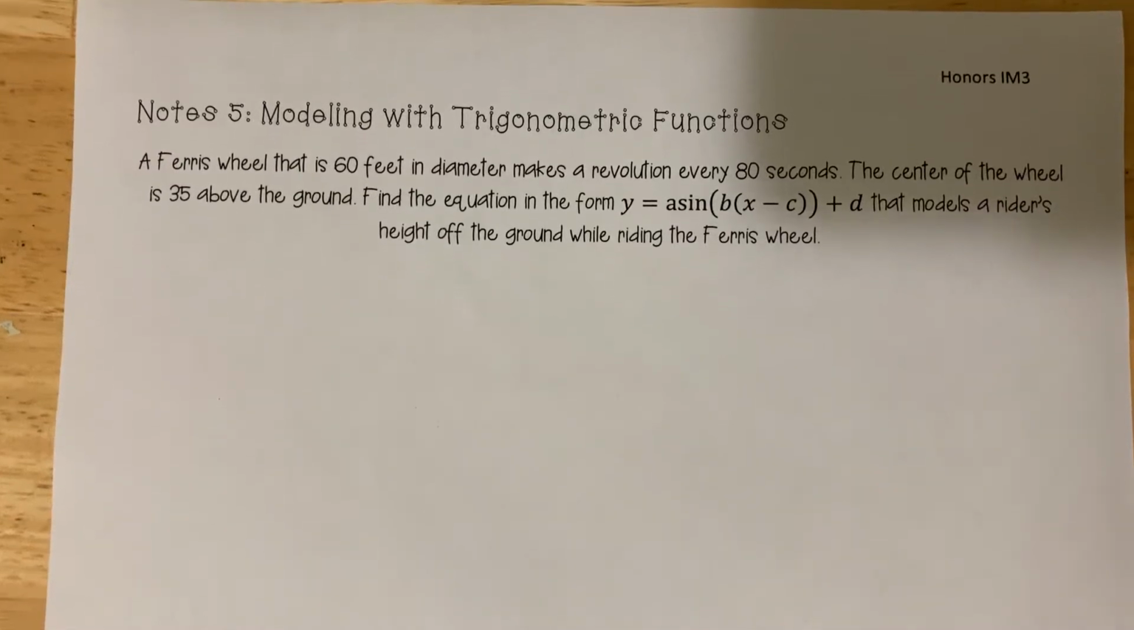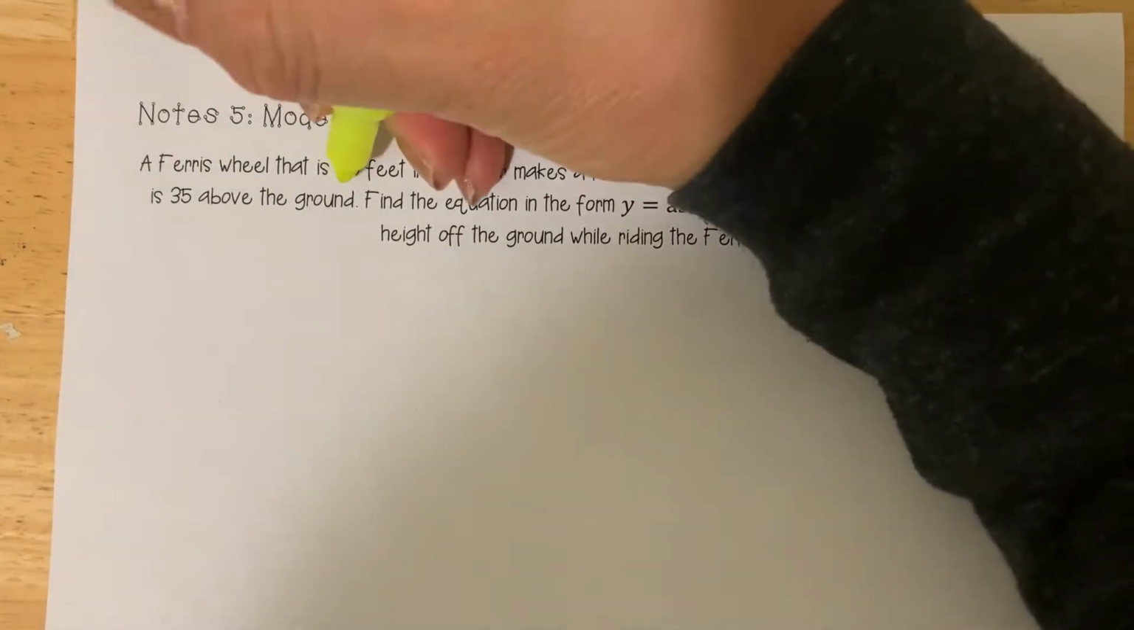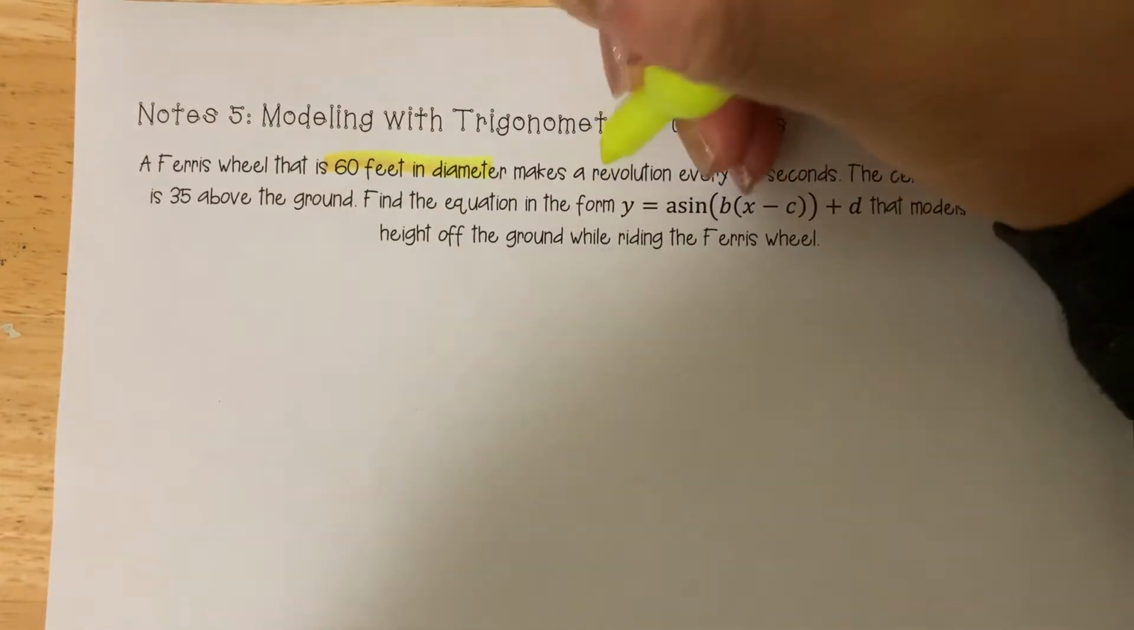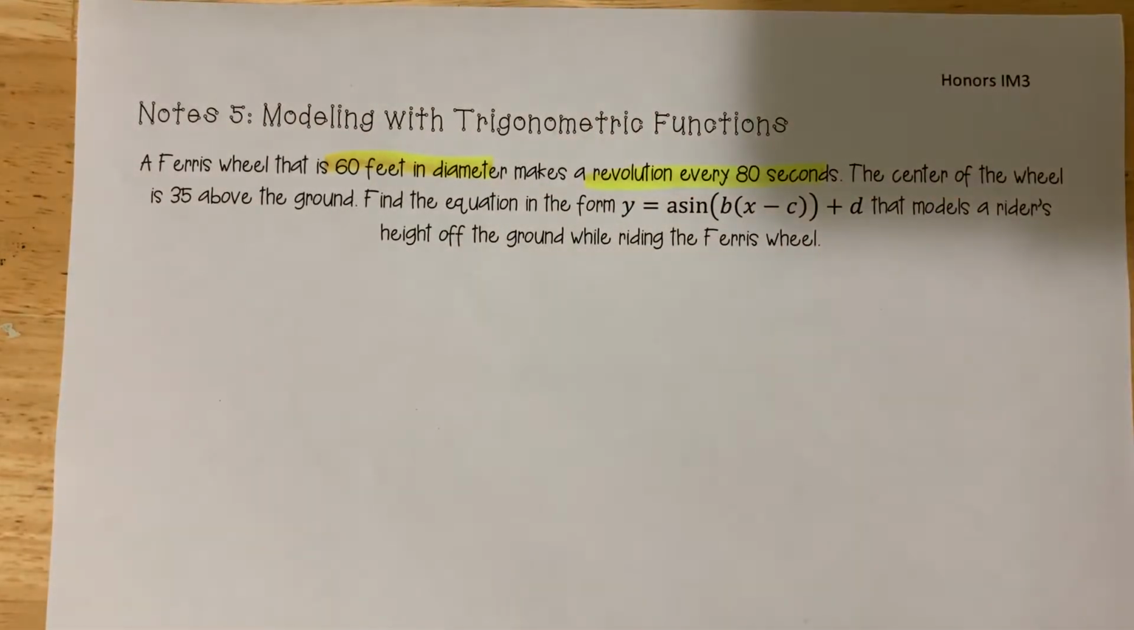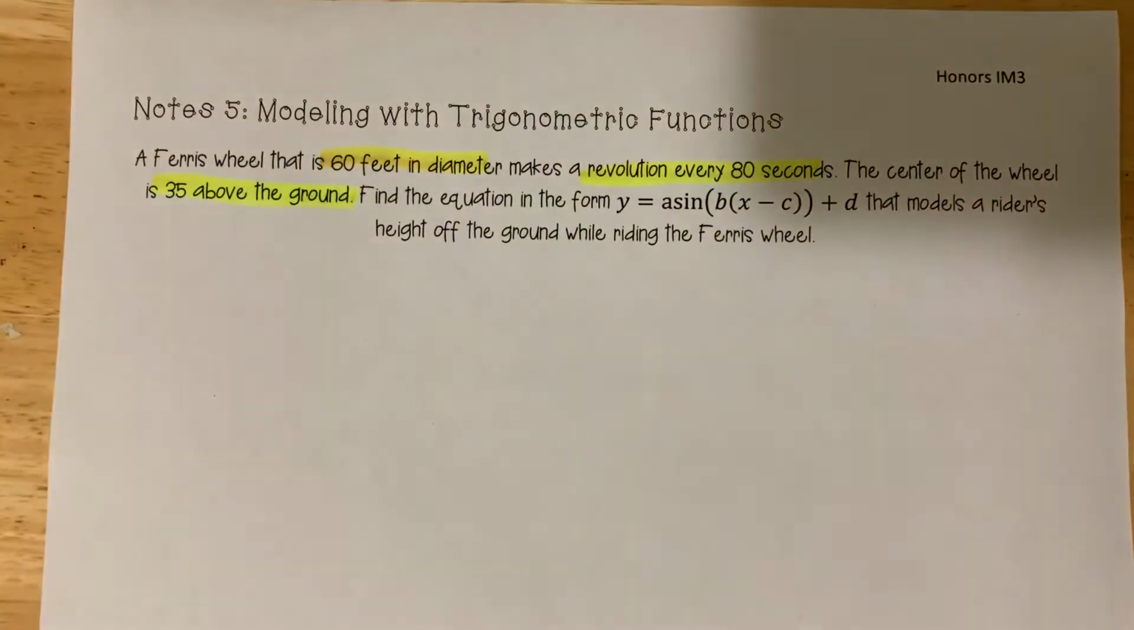Okay, so for notes number 5, we're just gonna take a look at one problem. A Ferris wheel that is 60 feet in diameter makes a revolution every 80 seconds. The center of the wheel is 35 feet above the ground. Find the equation in the form y equals a sine b x minus c plus d that models a rider's height off the ground while riding the Ferris wheel.